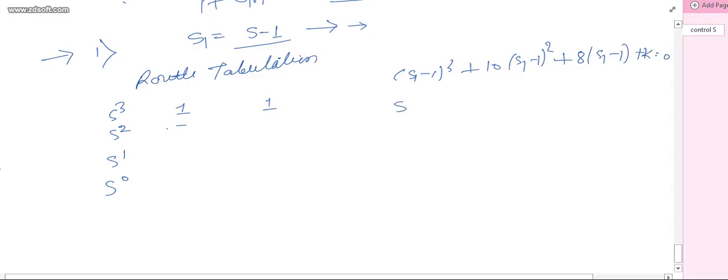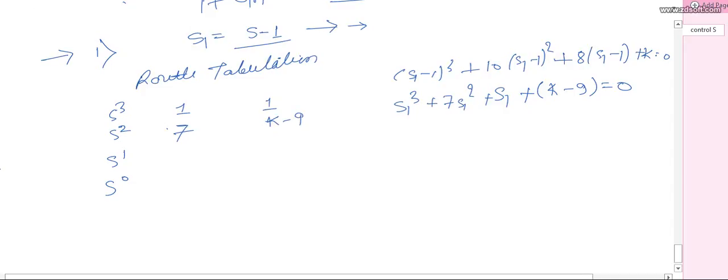So on solving you get s1 cube plus 7 s1 square plus s1 plus K minus 9 is equal to 0. Okay, so this you are getting is 7, this you get is K minus 9. 7 minus (K minus 9) divided by 7. This you are getting 0, here we get K minus 9.